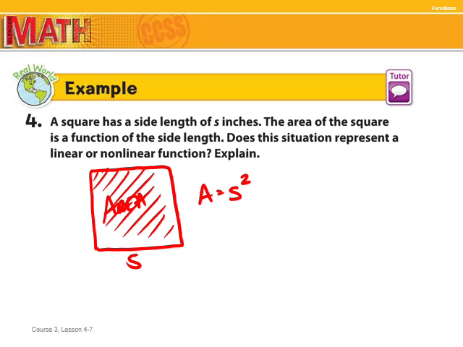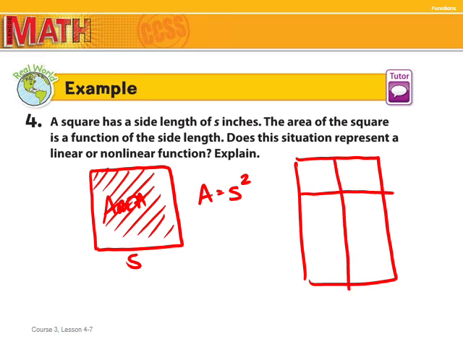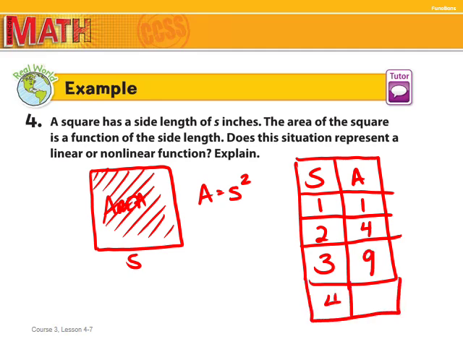Now that we have the formula for area, what we have to do next is create a table. Let me make that table just a little bit bigger. We'll have the side length and the area. For side length 1, we're going to take 1 squared, which is 1. For side length 2, 2 squared, which is 4. For side length 3, 3 squared, which is 9. And let's do one more here. For side length 4, 4 squared is 16. So we just create a table, and now we need to see if there's a constant rate.